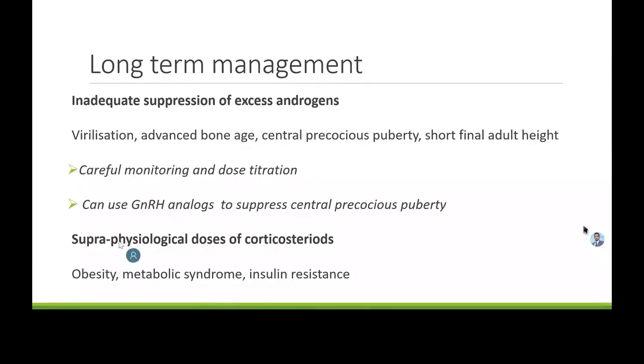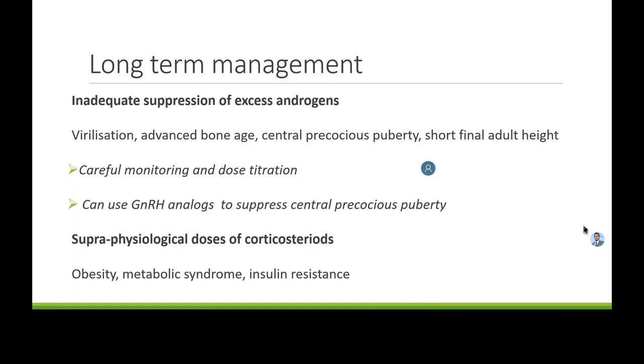So if we don't manage properly, there will be virilization and advancement of bone age, which in turn will lead to central precocious puberty. And that will lead to a short final adult height. They'll be short adults. They'll be tall as children, but short as adults, because their bone age advances so quickly. They go into puberty before the normal time and they lose those years of childhood growth, by going into puberty early and fusing their bones.